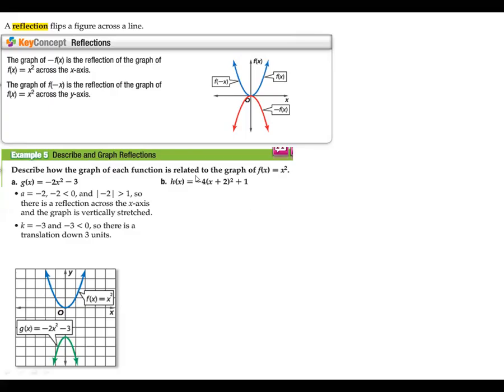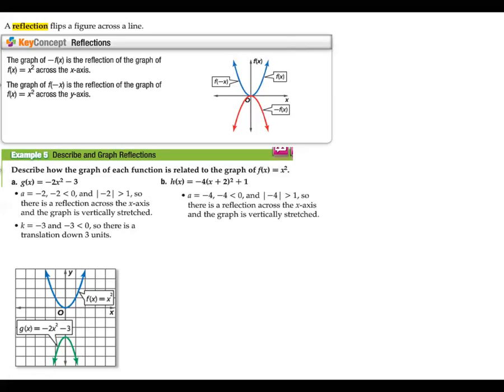Okay? This one, you actually have 4 things going on here. You're adding inside the parentheses, which is going to shift it 2 units to the left. You're multiplying by 4, which is going to stretch it vertically by a factor of 4, and the negative flips it over. Then you're going to move everything up 1 unit. Okay, so we got a lot going on there, so just keep track of it.